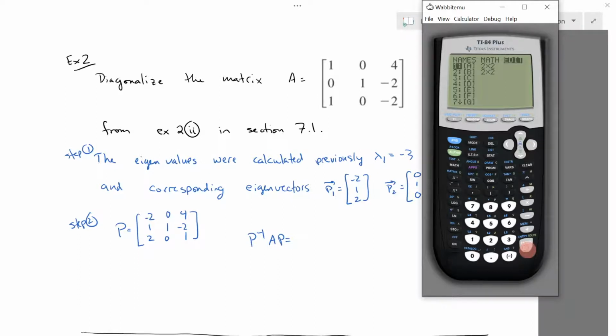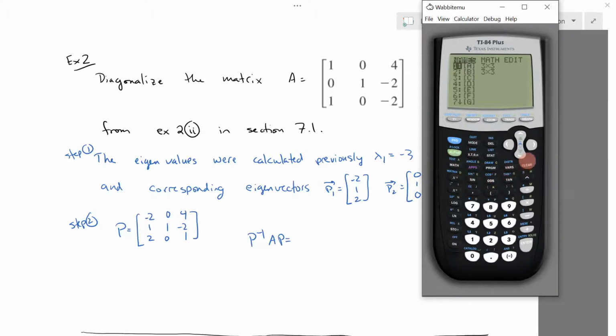So to save time, let's just quickly enter the matrices in and calculate. That's A. Then P is, oh, I put in P. Okay, so B is going to be A. Okay, so that's my A. So I've switched A and B here.